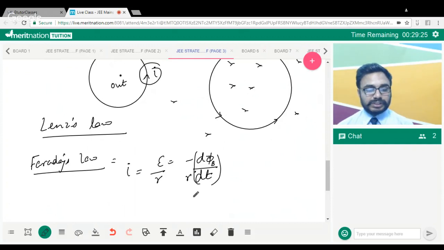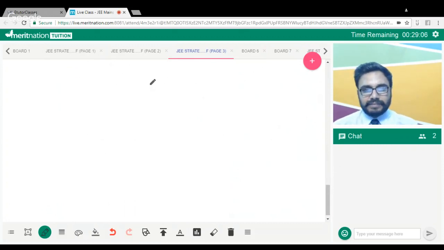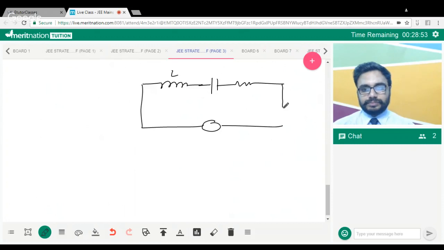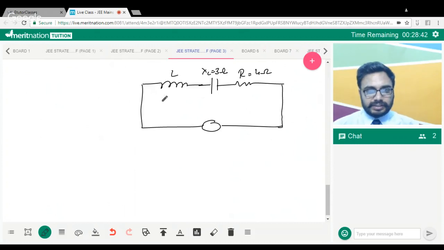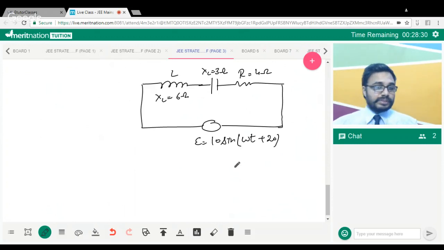And the same goes for alternating current. For alternating current, we have three types of components: inductor, resistance, and capacitor. How are they related to each other? If you put all of them in a circuit, I'll take an example. This is an inductor, capacitor, and resistance, connected to an AC source. The resistance is equal to 4 ohm, the capacitive reactance is equal to 3 ohm, and the inductive reactance is equal to 6 ohm. If E is equal to 10 sine omega t plus 20, this is the question given to us.